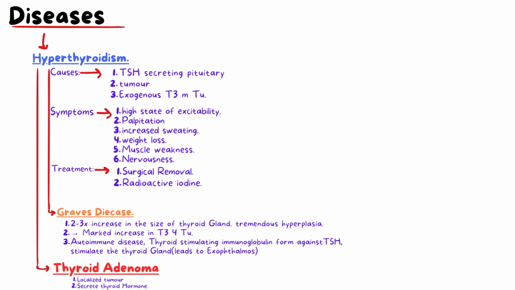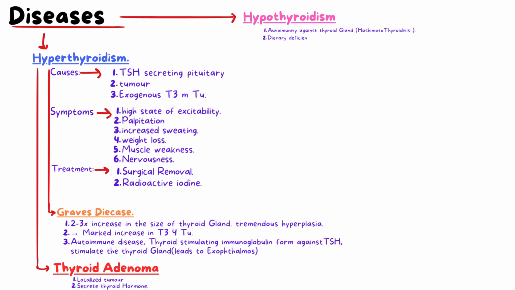The other thyroid disorder occurs due to the decreased secretion of thyroid hormones, also known as hypothyroidism. This may occur as a result of autoimmunity against the thyroid gland. The example of this is Hashimoto thyroiditis. Another cause of it could be dietary deficiency of iodide, which is called endemic colloid goiter.